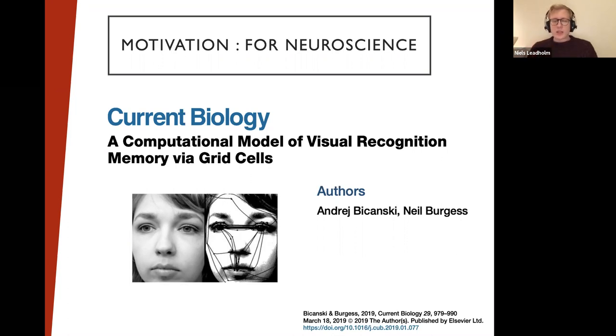But beyond Numenta's interest in this, there's been interest elsewhere in the literature, notably from Neil Burgess in this paper last year, also suggesting that grid cells might be involved in something like visual recognition. An important caveat is that they developed a model that was able to be fed in an image of, for example, a face, and then recall that face. So essentially memorize an image and recognize that same image if shown again. But the system wasn't tasked with generalization. So given a series of examples of, say, a particular digit, can the system recognize a novel example of that digit?